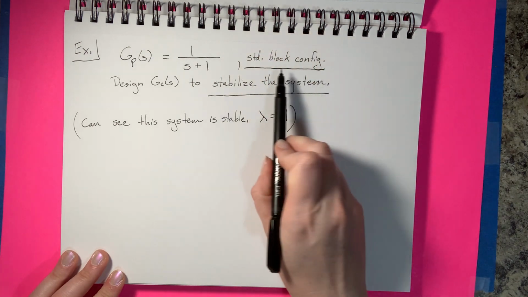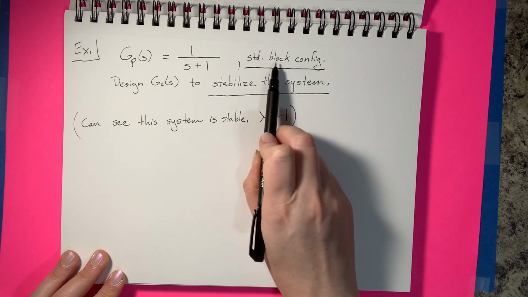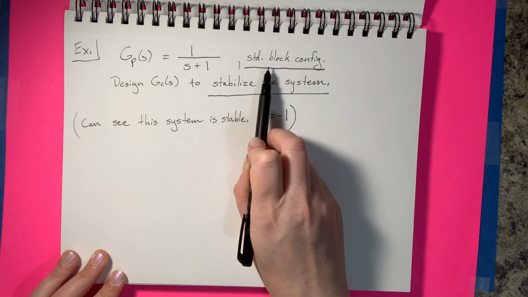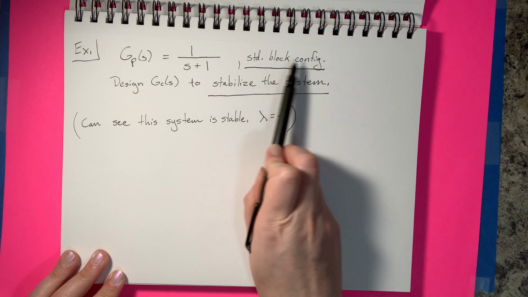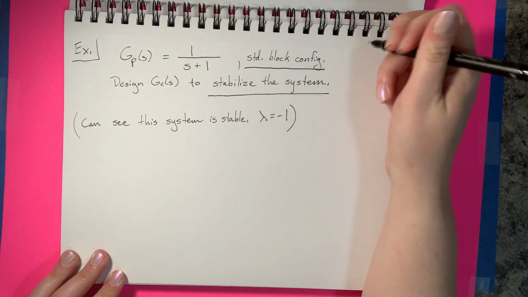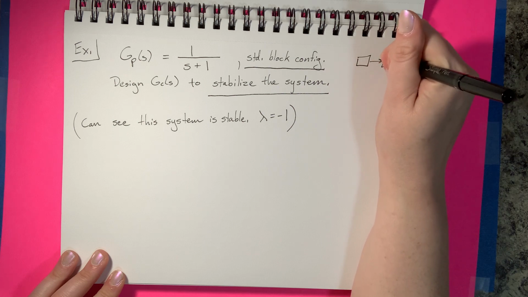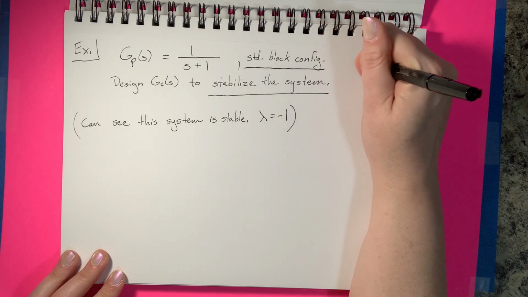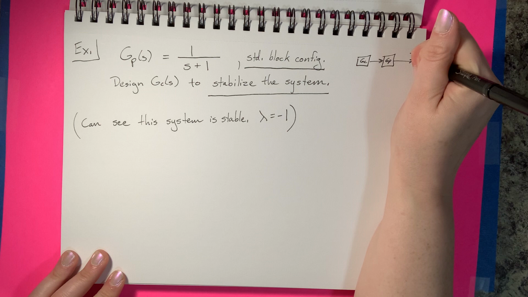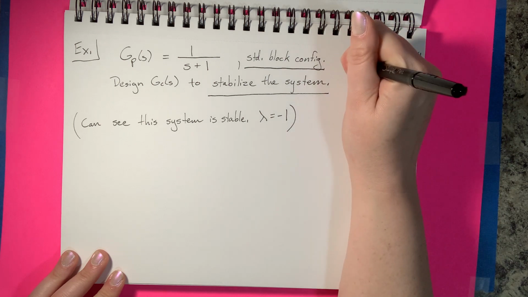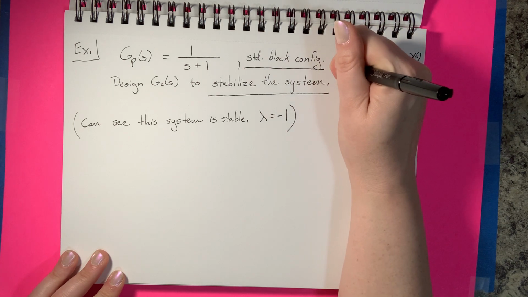Again, if this is never given to you in a problem, if there's a problem you have and it's not specified, you can assume that you're using the standard block configuration. And again, standard block configuration a few pages back, but we'll just draw it up here real quick. So we have Y of S with our negative feedback.